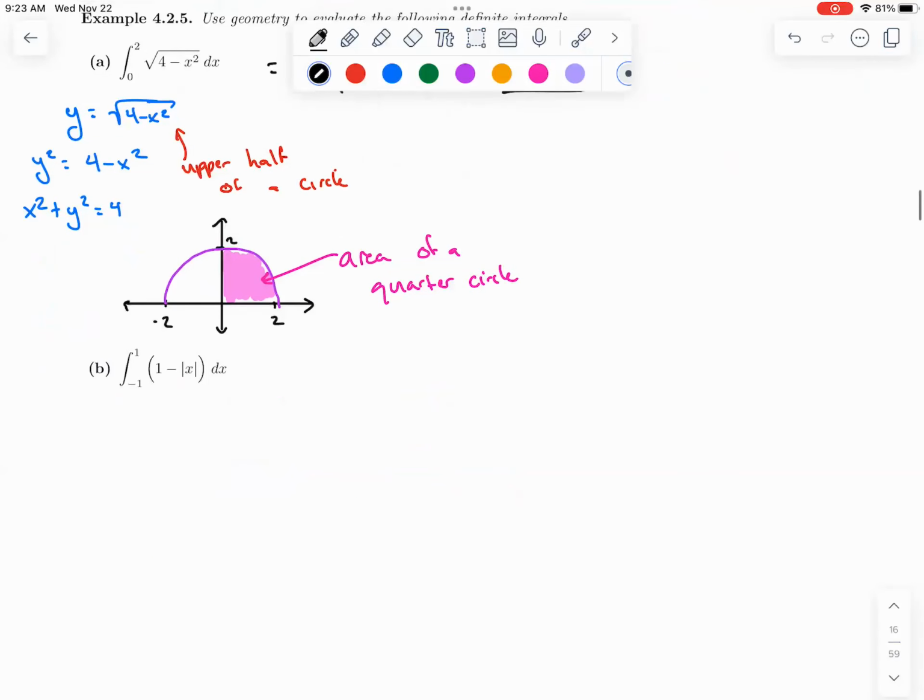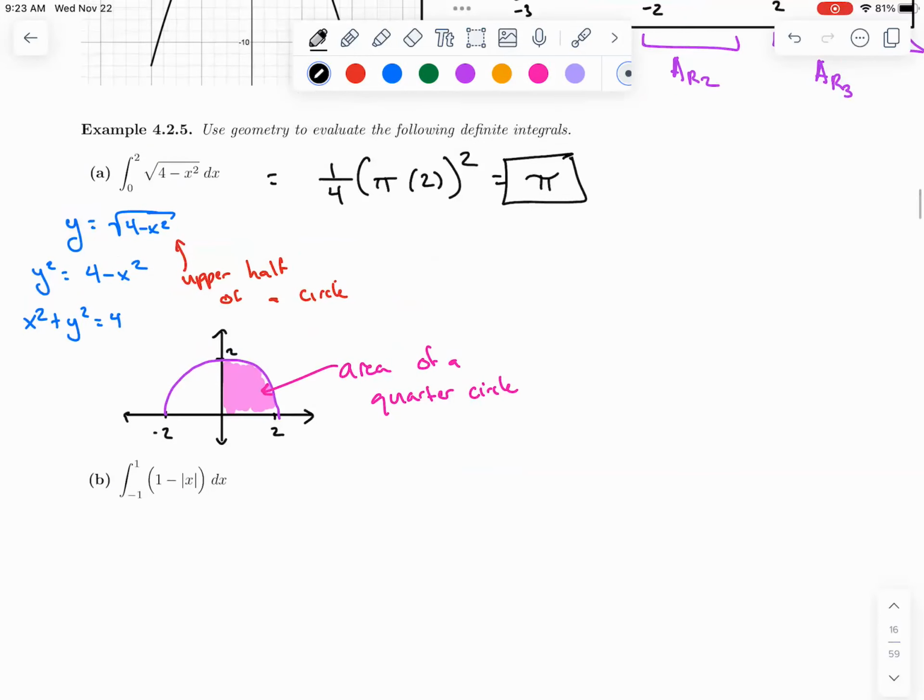Why would you do that? Because that's the shaded region. Okay. This next one, 1 minus the absolute value of x. Does anybody know what that would be? What does that region look like? From -1 to 1. Does anyone remember?